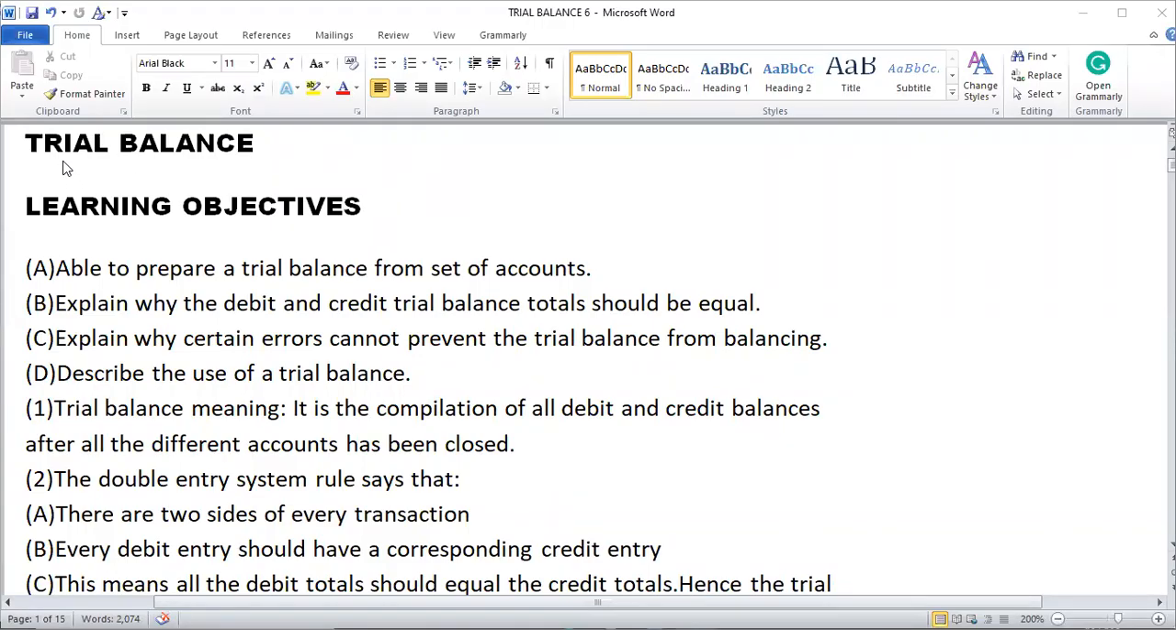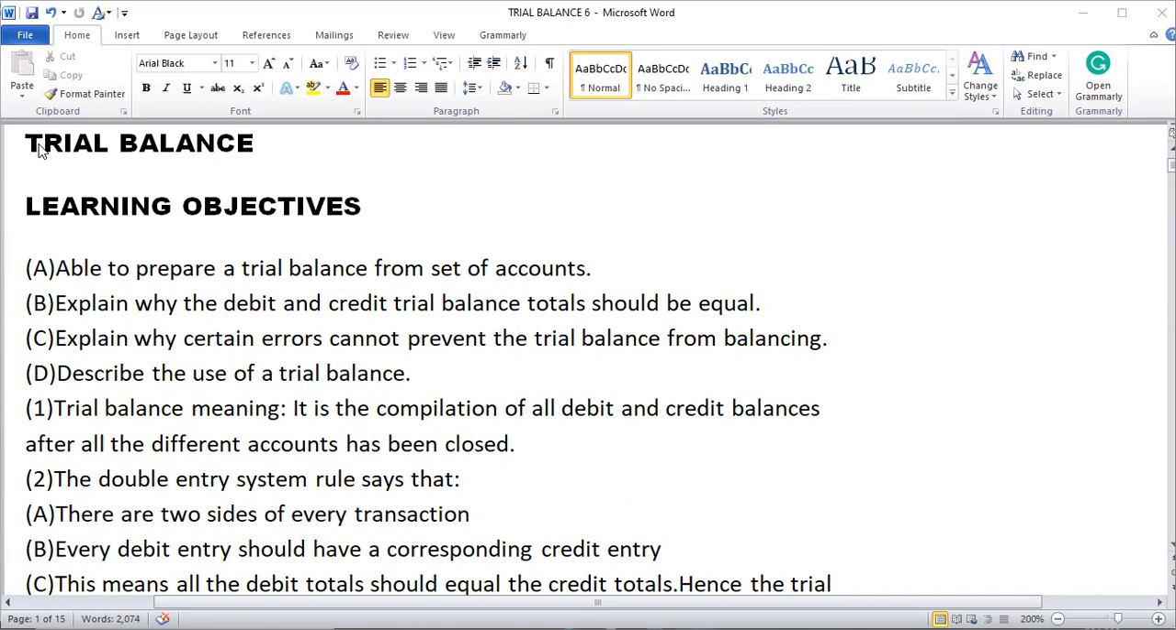As I said, today I've prepared these notes so that we go through them gradually, so that by the end of the day, you are able to understand what a trial balance is, and preparing a trial balance will be very easy for you. Maybe previously you were having problems preparing a trial balance, but going through the notes gradually with you, at the end of the day, you will be able to understand a trial balance and also prepare it very easily. So let us go through the notes.